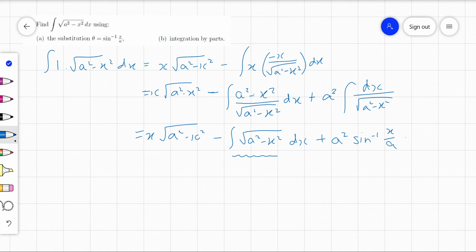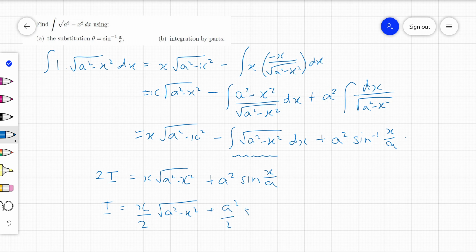So if we add it to the other side, we've now got 2 lots of that integral. And we still have this one over here. And we still have this one. So the answer then to this would be, if we divided everything by 2, so we're going to have x on 2, square root a squared minus x squared, plus a squared on 2, inverse sine x on a, make sure that's an inverse sine x on a, and don't forget, yeah, I should put a plus c in there.